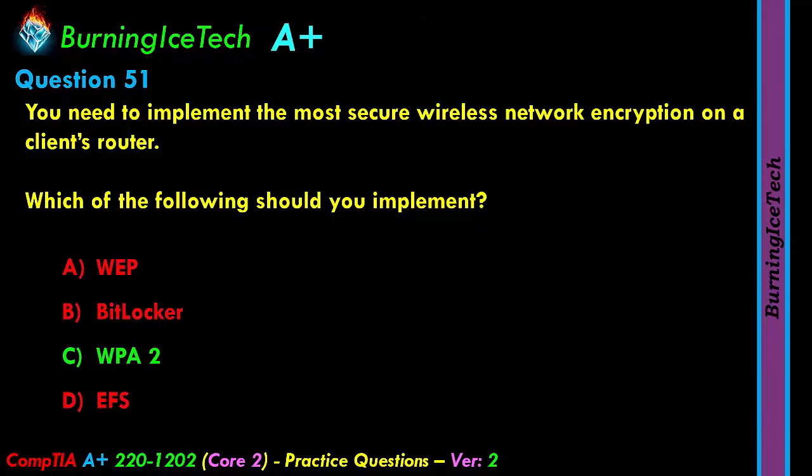Answer B, BitLocker, is encryption, but that's something we use to do full disk encryption. And EFS is also encryption, but that is a benefit of the NTFS file system, and that is something we use to encrypt single files and folders on the operating system. So the answer is and remains C, folks.